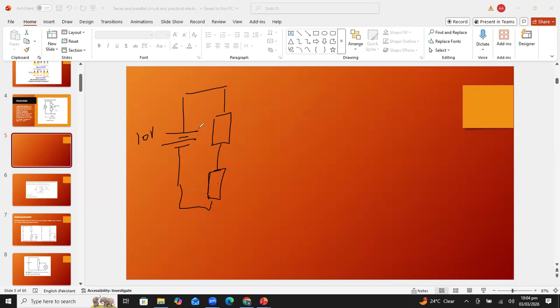Now you can see, if I take both resistor values the same, like R1 and R2 are the same, it means the voltage will be divided equally across both resistors. I'm repeating, the voltage will be divided equally across both resistors. So each resistor will get 5 volts.